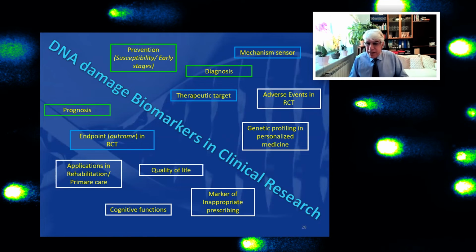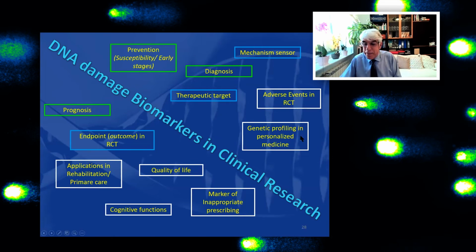And then there is a huge amount of options, a huge amount of applications for DNA damage biomarkers. Some are already in use, for prevention, to identify people in early stages of diseases, or people who are susceptible because they are DNA damage repair defective. So maybe that may help with the prognosis, but there is so much to see, so much to come. Also as a mechanism sensor, to identify what could be a therapeutic target.